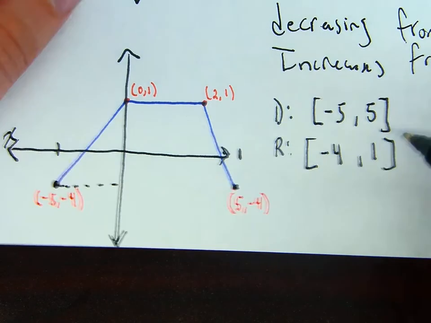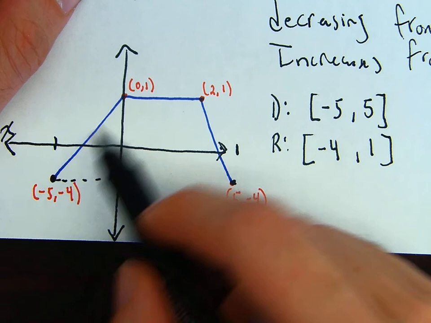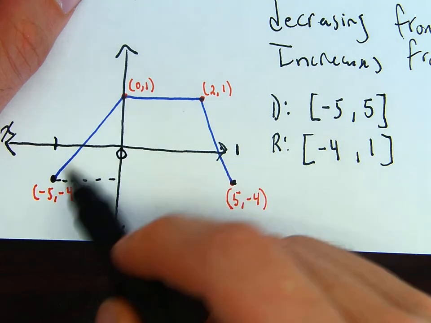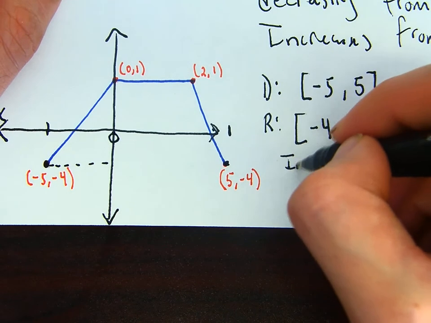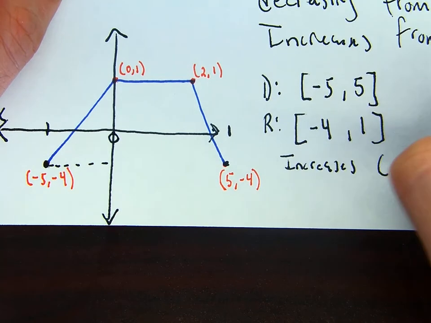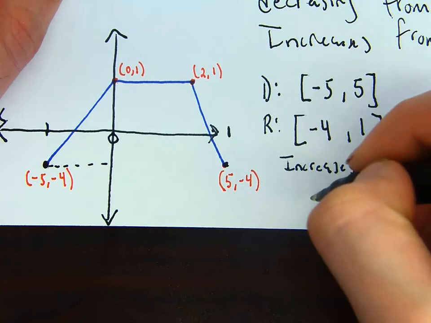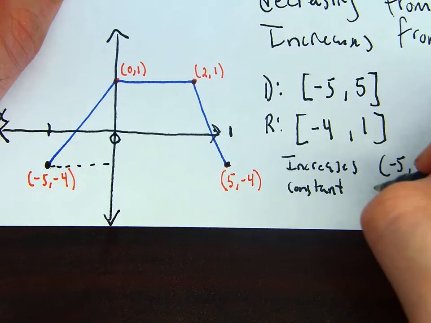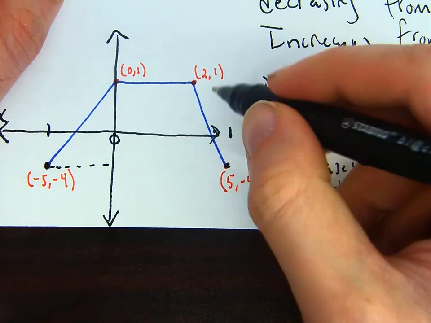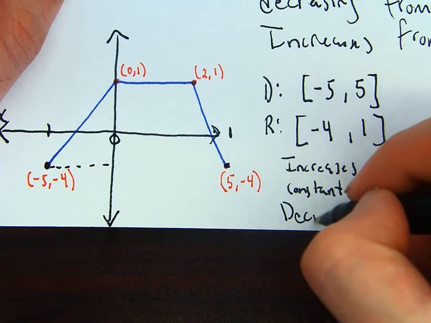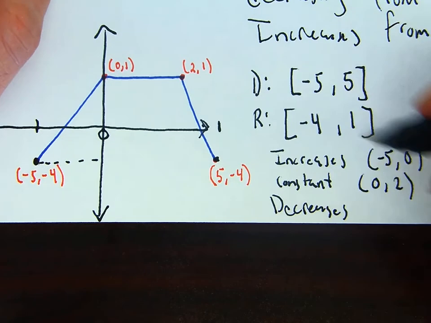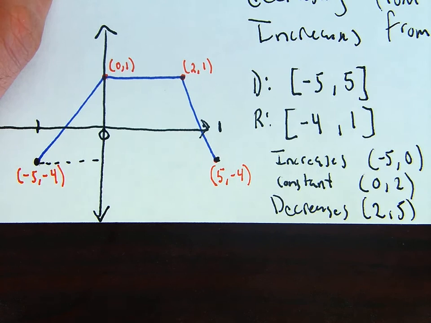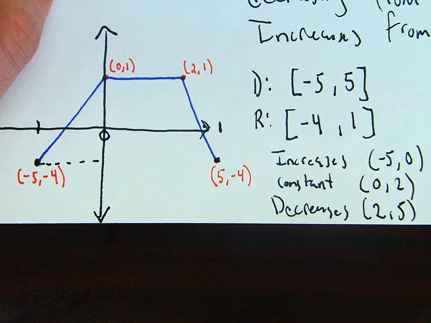And then what can we say is happening between x is -5 and x is 0? From here to here, you could say it increases from -5 to 0. It's constant from 0 to 2. And then it decreases from 2 to 5.